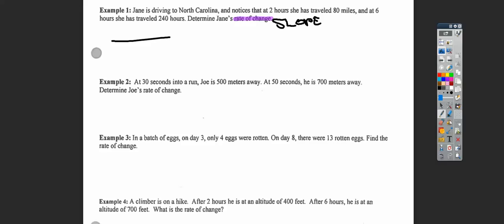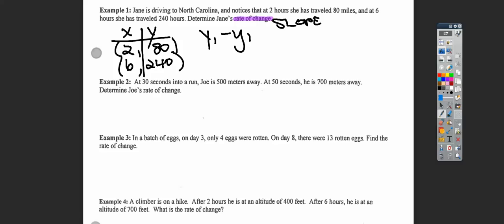So to help my brain, I'm going to make a table of x values and y values. X values are the numbers that are changing, and y values are the outcome. So my value that's changing is 2 hours. She goes 80 miles. And at 6 hours, she goes 240 miles. And if I put parentheses around these, notice I have two ordered pairs. So how do I determine the slope from ordered pairs?